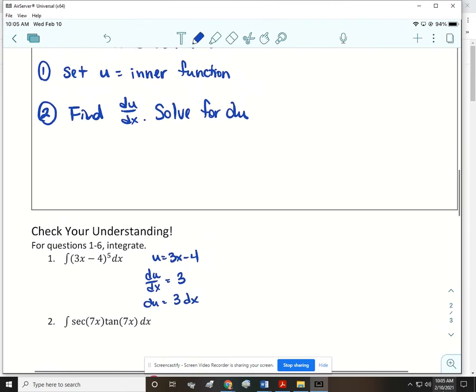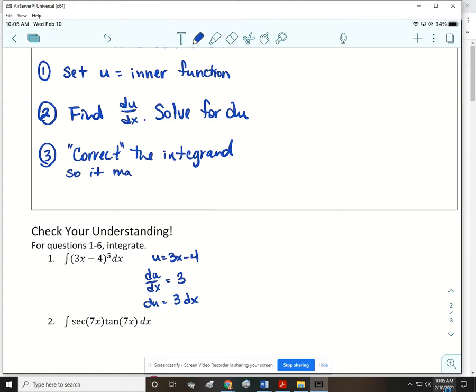All right, and then for step 3, you're going to do what I call correct the integrand so it matches exactly. Now, your correction can only be multiplying by a constant. You can't multiply by x here.